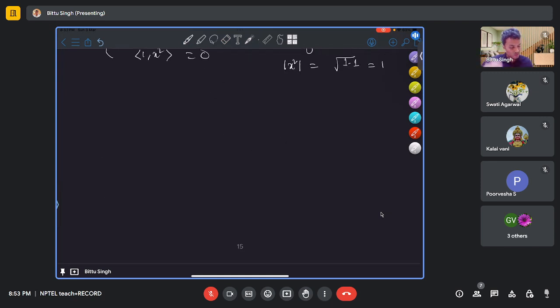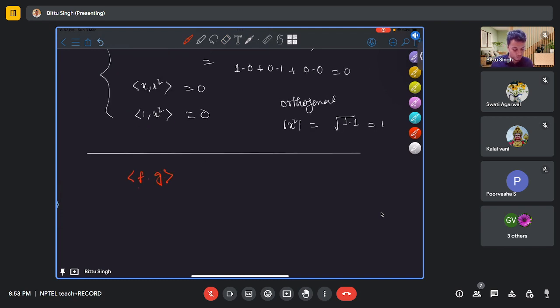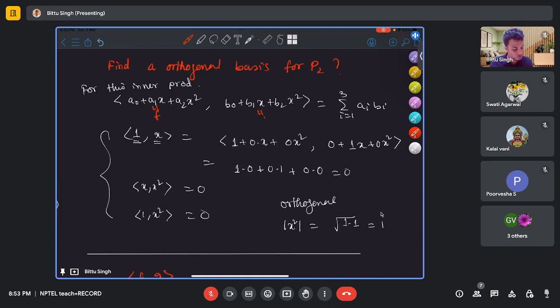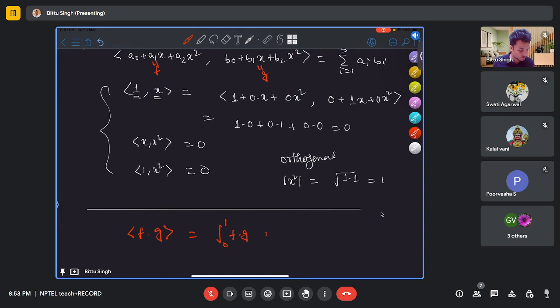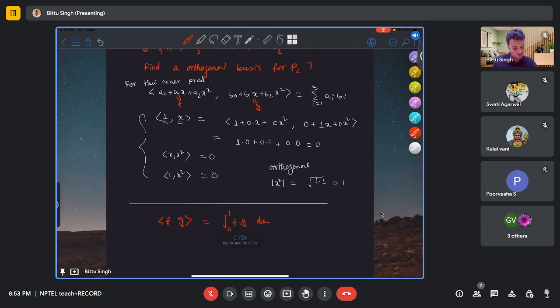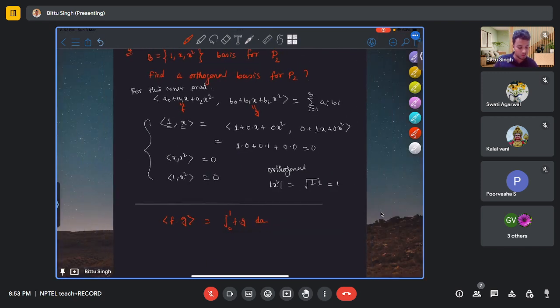Now, if there is another inner product, the question will be interesting if the inner product is given in this way. So define the new inner product of f and g. Take two polynomials, f and g. Then the definition will be to multiply those two things and integrate from 0 to 1, f times g dx. Now the question will be, how can we find an orthogonal basis for this, out of these bases?